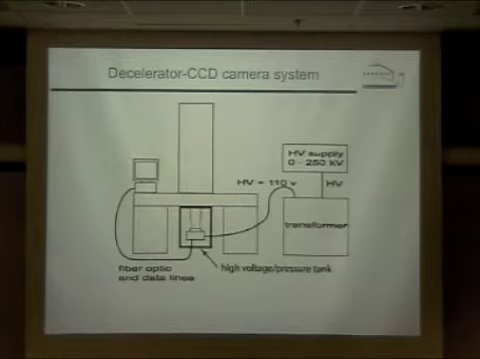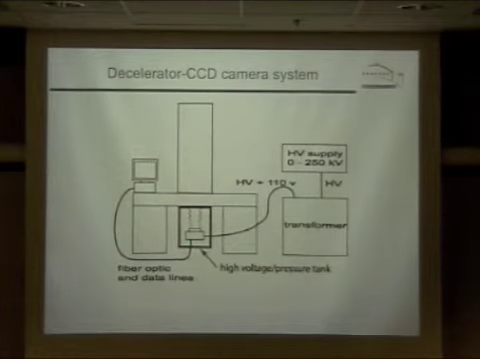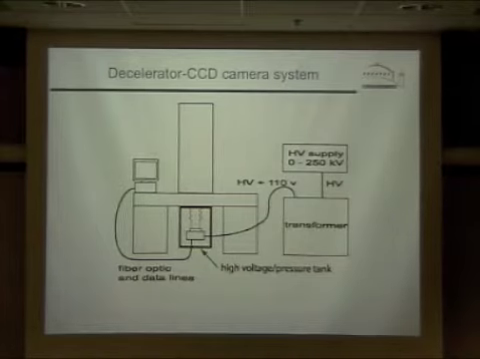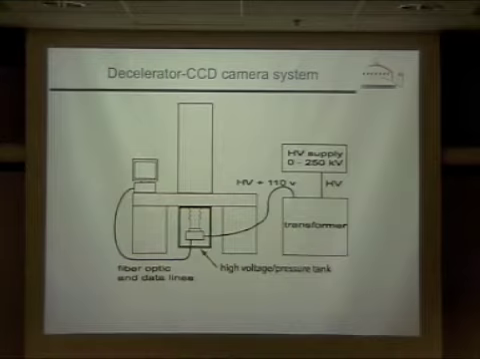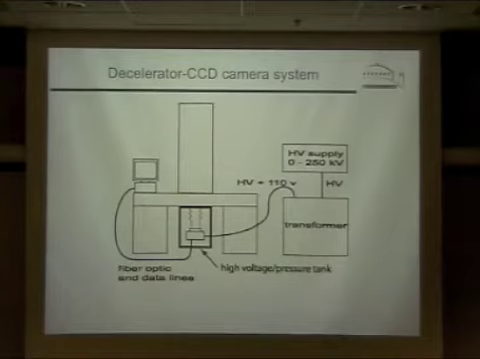Thinking about that finally drove me to the idea that if we slow the electrons down before they hit the scintillator, we would be able to use the microscope at high voltage, but get all the advantages of the camera at low voltage. So this is the project I've been working on for quite a bit of time, a decelerator CCD system that a number of people asked me about here. So I thought I'd talk just a little bit about this.